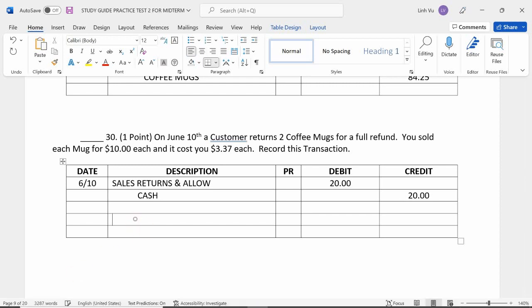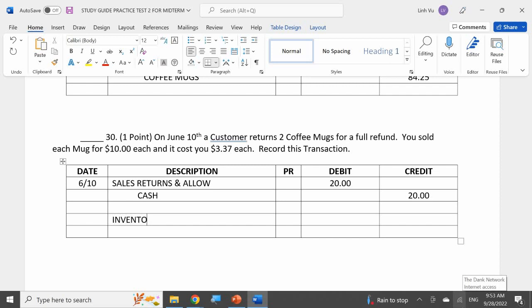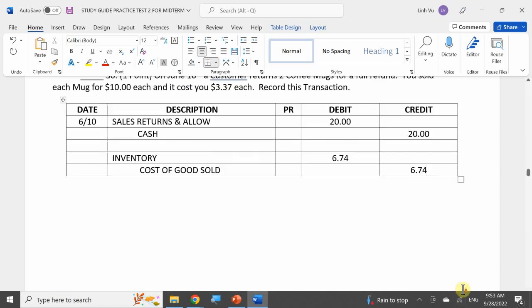Now, since the customer is giving you back the product, what are you going to do? That's going back in inventory. Increase your inventory and cost of goods sold. You're going to undo your cost of goods sold. Good, right? Because it's as if you never sold it in the first place. Now, if each item cost me $3.37 and I'm returning 2 of those items, how much is going to be my total here? $6.74. $6.74. Okay, good.